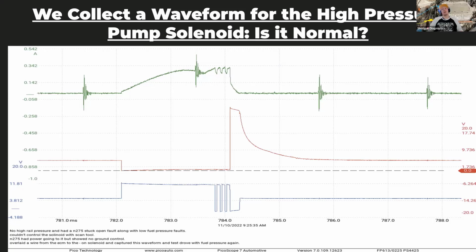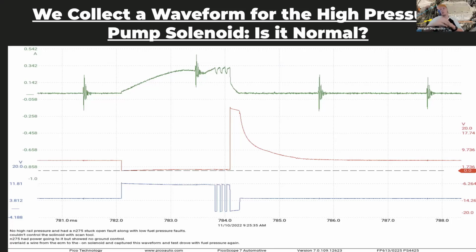I just kept scratching my head going, I don't buy it, right? So anyway, he had this fault. He sent me the waveform, and he's like, well, it's not faulting when I'm capturing the waveform right now, but I don't know what's going on with this. It's really odd. And I'm like, well, that's a bizarre waveform.